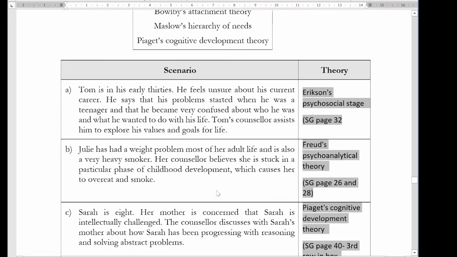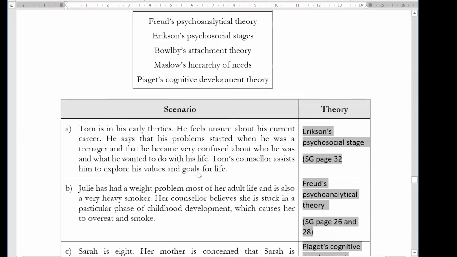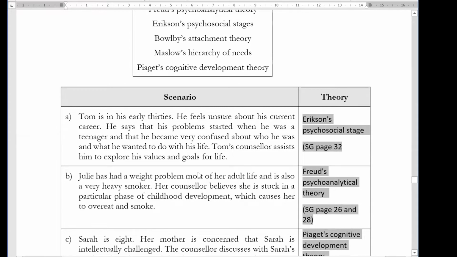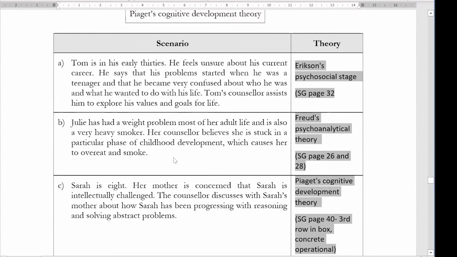So they appeared to be correct. Yes, from what I could tell. But it was tricky. This one was quite tricky, I thought. I agreed. Yes, I agreed. That was Erikson. And the next one, I thought Freud. Yeah, stuck in a particular phase of childhood development. I thought Freud.